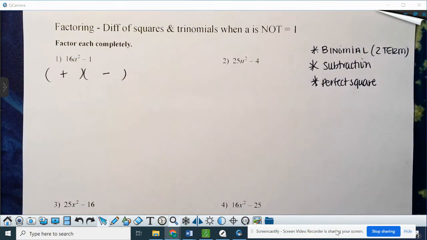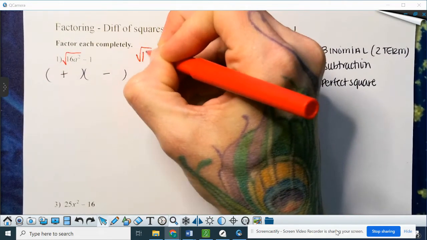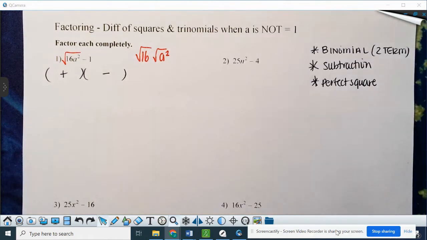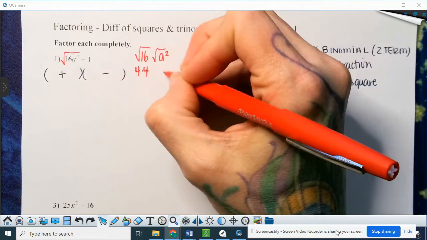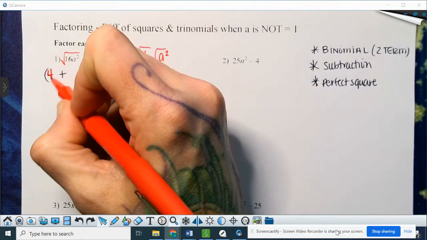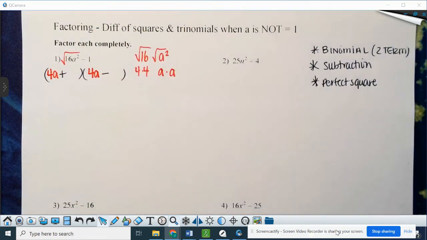You're going to square root the term in the front. So the square root of 16 and the square root of a squared. So the square root of 16 is 4, because that's 4 times 4, right? Square root of a squared is a times a. So that's the front term. So we're going to put a 4a and a 4a. So whatever the first one is goes in the front of both factors.